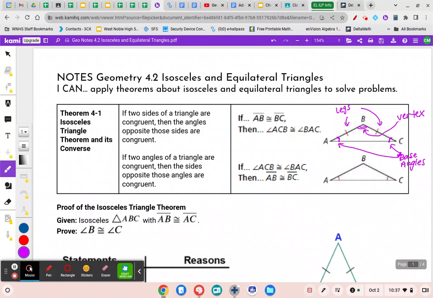For the converse, if you are given two base angles that are congruent, the opposite sides must be congruent. So in this case, opposite of angle A is BC. Opposite of angle C is AB. So we know for sure, because of the base angles, that those two sides are congruent. Okay?